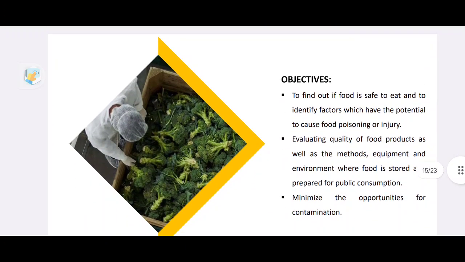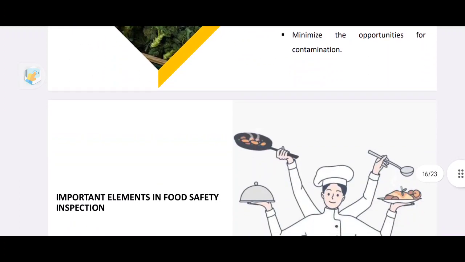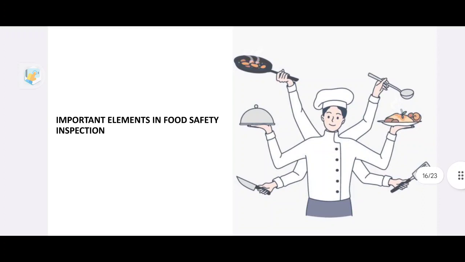The objectives of inspection and monitoring procedures include finding out if food is safe to eat and identifying factors which have the potential to cause food poisoning or injury. It evaluates the quality of food products as well as the methods, equipment and environment where food is stored and prepared for public consumption. This also minimizes the opportunities for contamination. Let's discuss the important elements in food safety inspection.